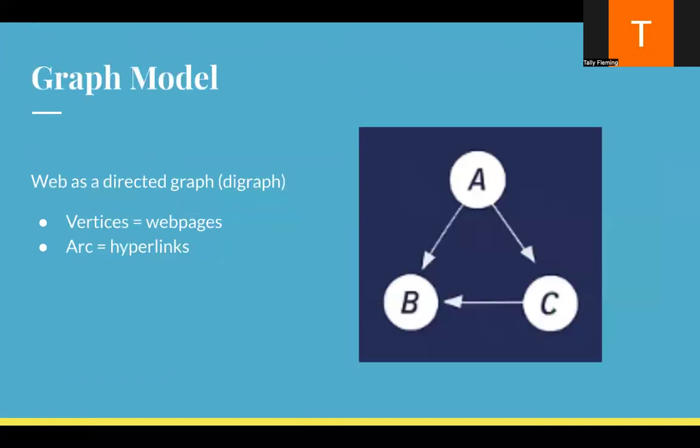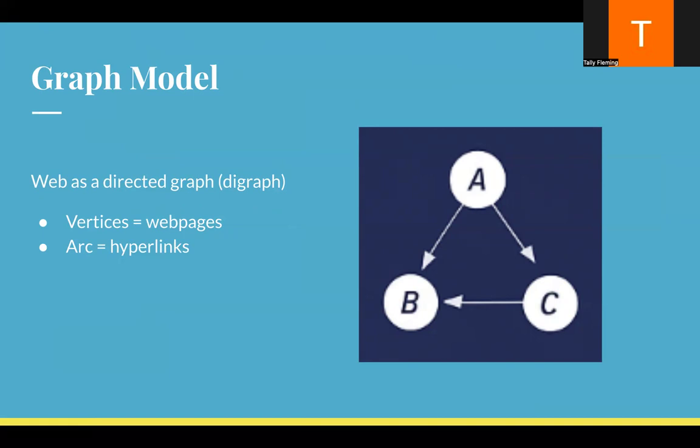Graph model. The first step is modeling the web mathematically as a directed graph, or digraph. The vertices represent the web pages, and the directed edges, or arcs, represent the hyperlinks between pages. This connects to our study of graph theory in class.